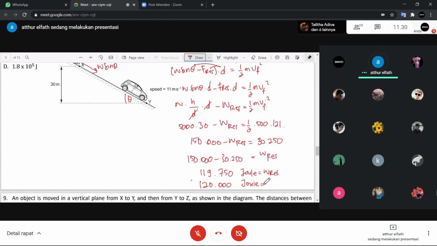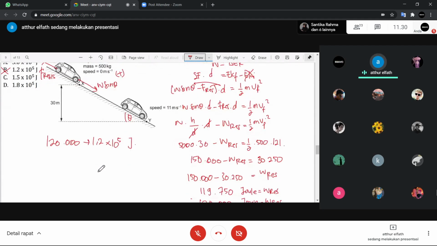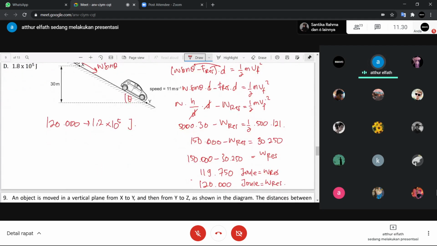Let's check the options. We obtain this number, which equals 1.2 times 10 to the power of 5 joule. So basically we use the same way as the previous questions.